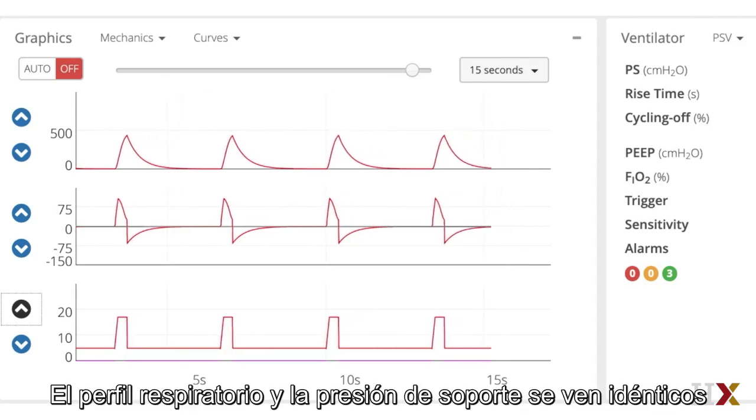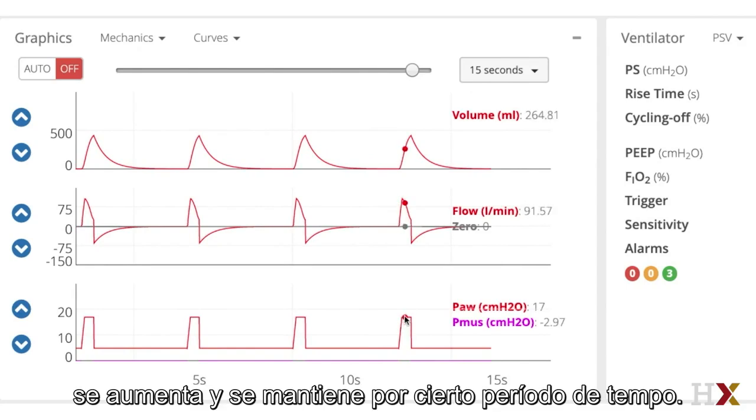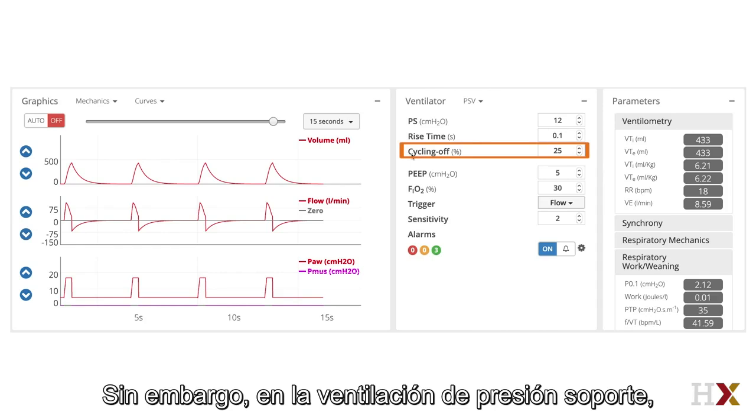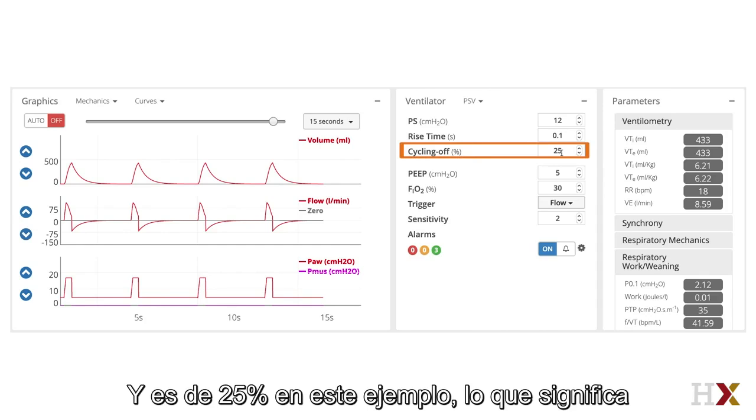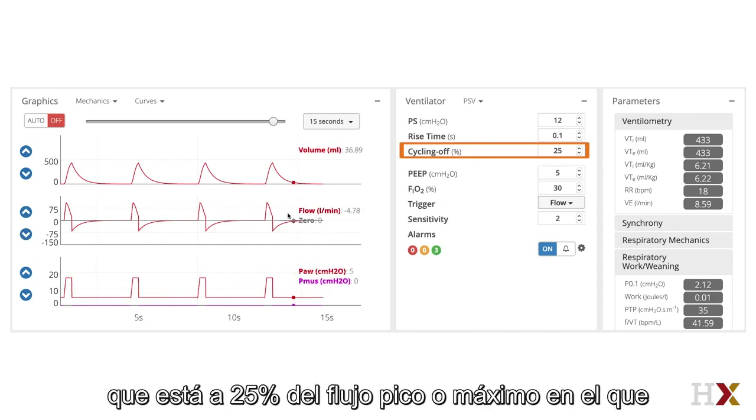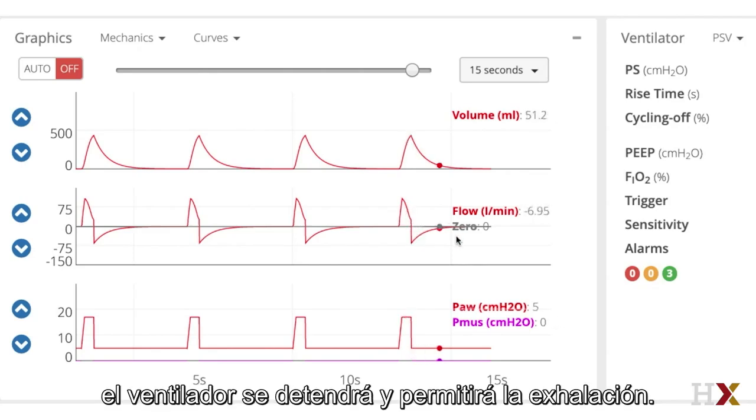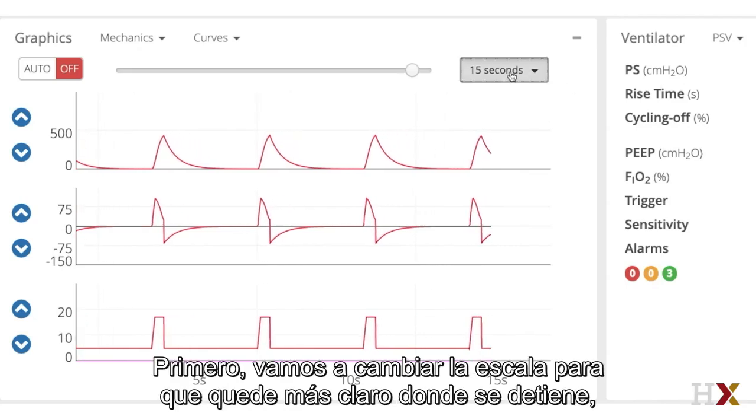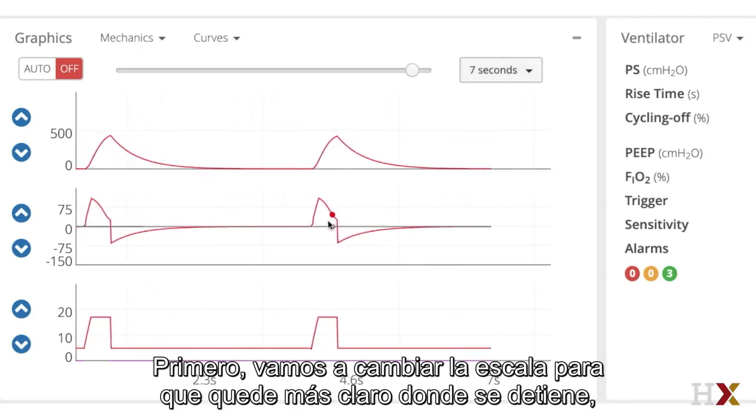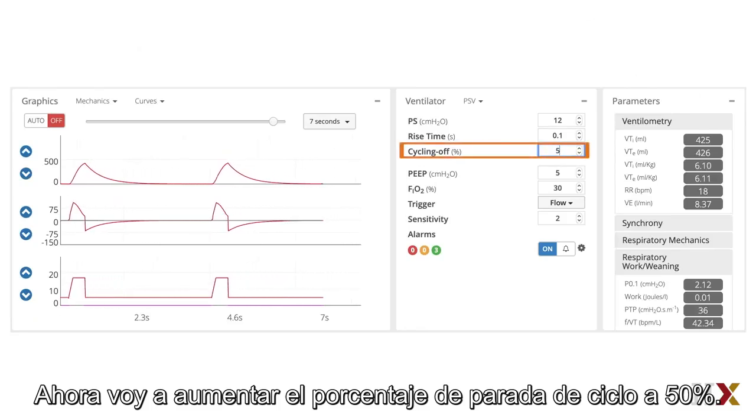The breath profile in pressure support looks identical to pressure control in terms of the pressure is increased and maintained for a certain amount of time. However, in pressure support ventilation, it is not a time based on seconds, it's based on cycle off %, and it's 25% in this example, which means it's 25% of this peak flow is at which point the ventilator will cycle off and allow exhalation. So let's see what happens when we change this. First, let's change the scale so that it's more clear where it's cycling off, which you can see there. Now I'm going to increase the cycle off % to 50%.